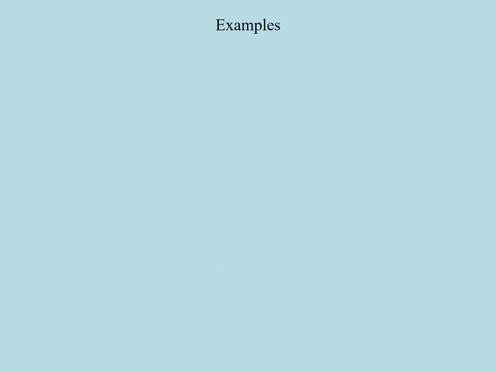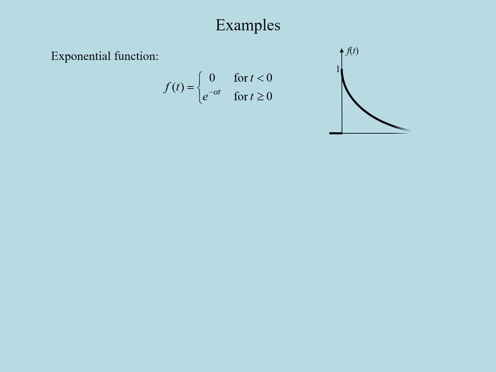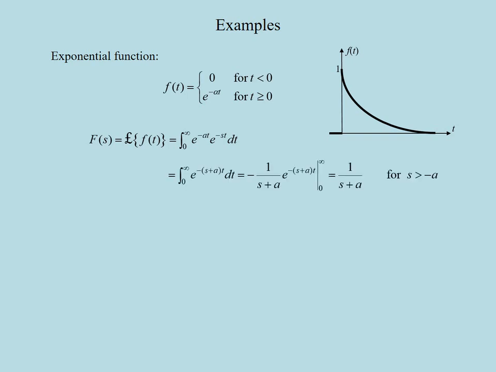Let's obtain the Laplace transforms of some frequently used functions. This is an exponential function. To obtain its Laplace transform, we use the Laplace integral. Note that the integral will converge only if the exponent minus (s plus a) times t is negative. Therefore, the resulting transform 1 over (s plus a) is valid for all s greater than minus a.